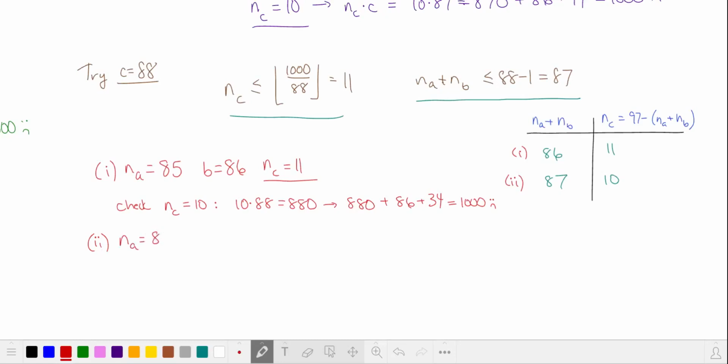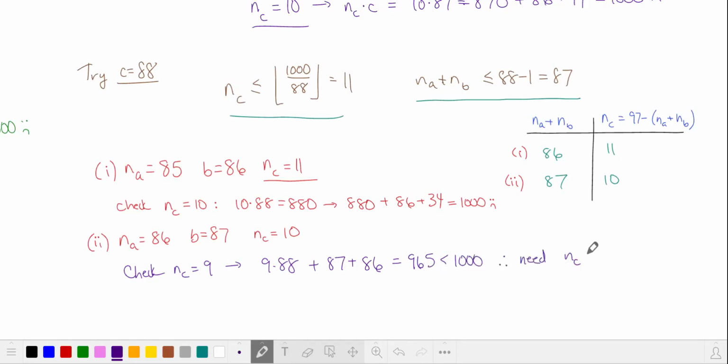Here we have 86 1-cent stamps and an 87-cent stamp, but only 10 88-cent stamps. Let's see if we can get away with 9 stamps of value 88 cents. If we add on our 87 and our 86-cent stamp, we only get 965 cents. Therefore, at a minimum, we need at least 10 stamps of value 88 cents. With 10 88-cent stamps, an 87-cent stamp, and a 33-cent stamp, we get 1,000 cents and our next valid value of C, which is 88.